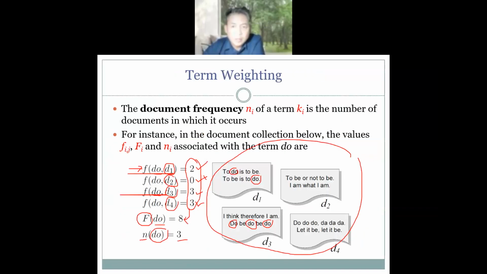Okay, so any question? Beatrice and Farah, do you feel comfortable with this?